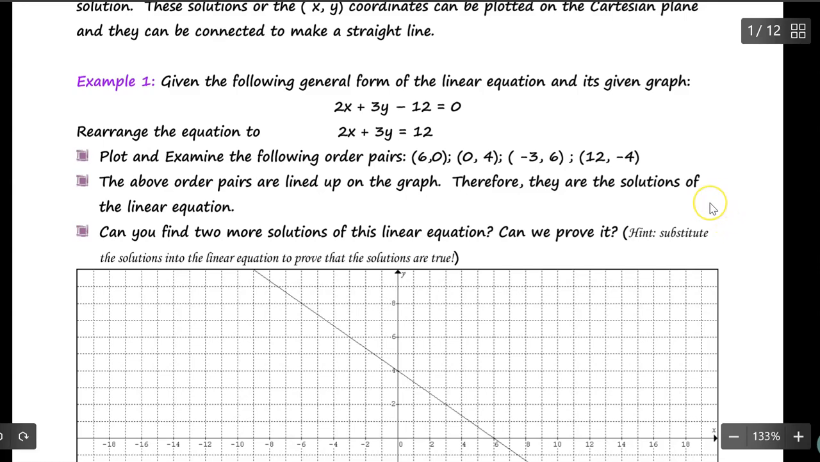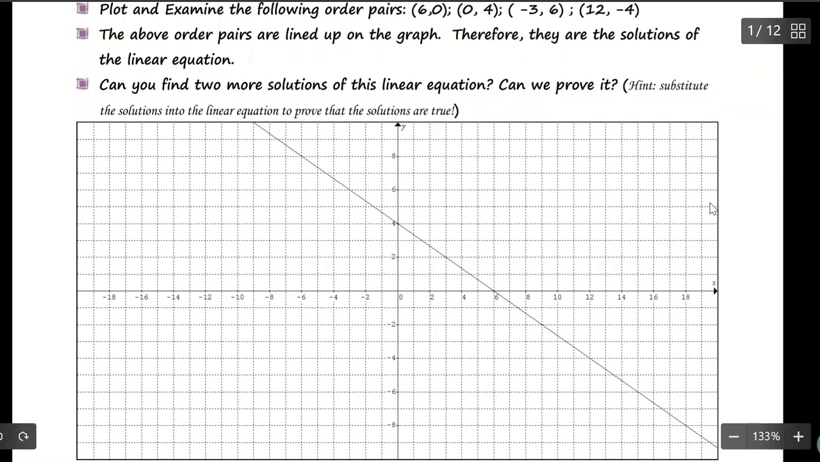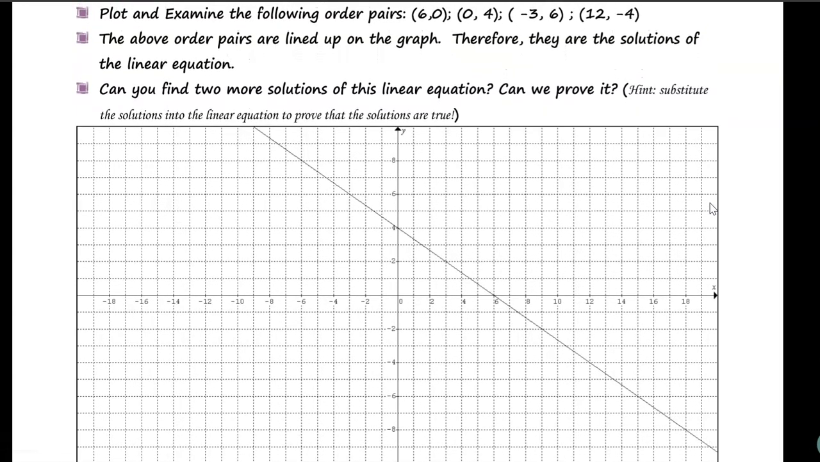What I have done here is I already sketched this graph using graphing software. I have the x and y axes as a Cartesian plane, and on here I have this straight line. This is a linear equation, continuous here, continuous further up, continuous further down here. I am going to plot and examine the ordered pairs.